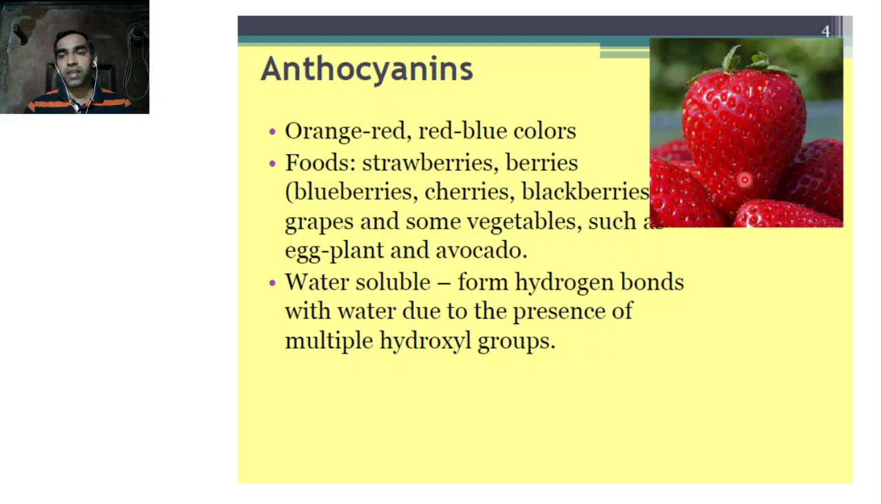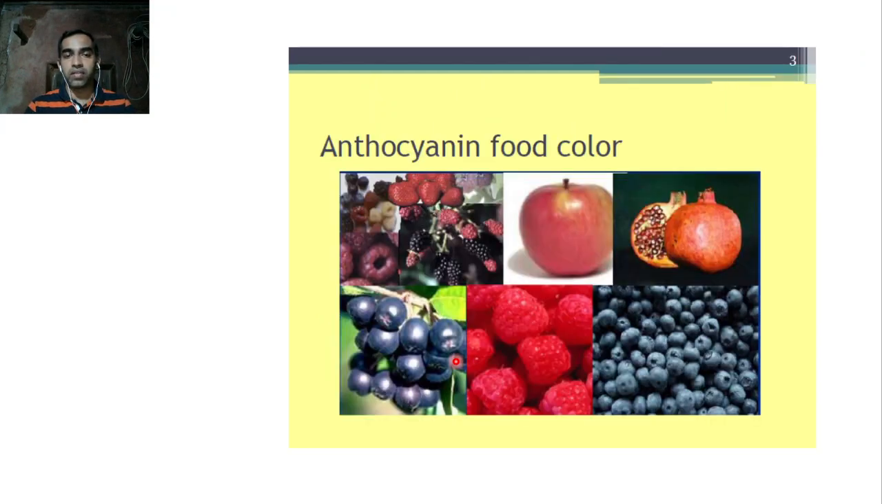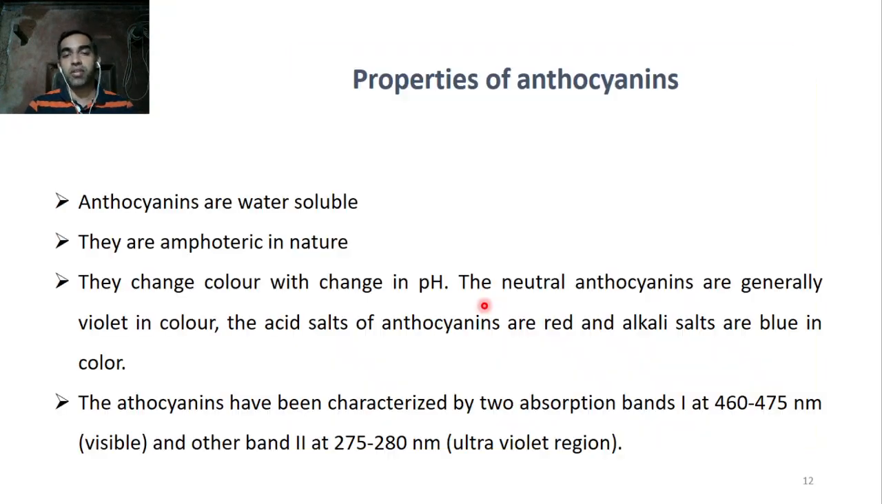If you see the color of the cherry, it's because of the anthocyanin pigment present in the cherry fruit. Orange, red, blue colors, and foods like strawberries and cherries. That's the strawberry fruit. The color of cherries also, and some grapes and vegetables, is because of anthocyanins. You can see here different types of grapes, strawberry, cherry fruit, and apple. All this color is mainly because of the anthocyanin pigment present in an enriched amount.